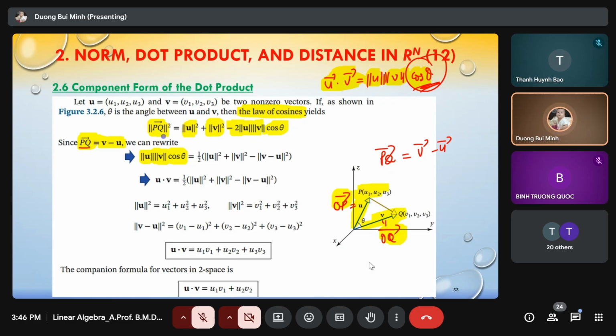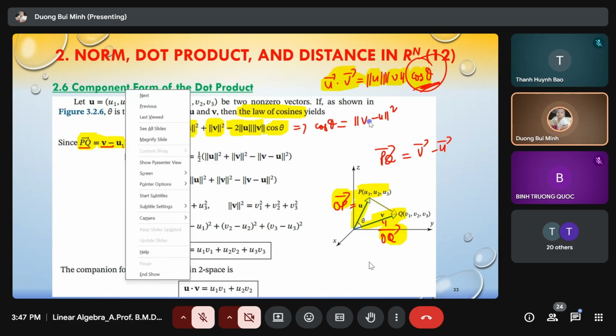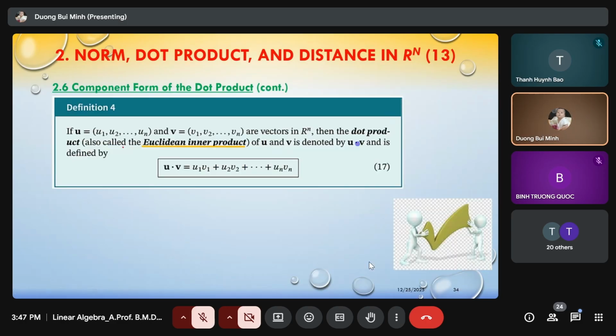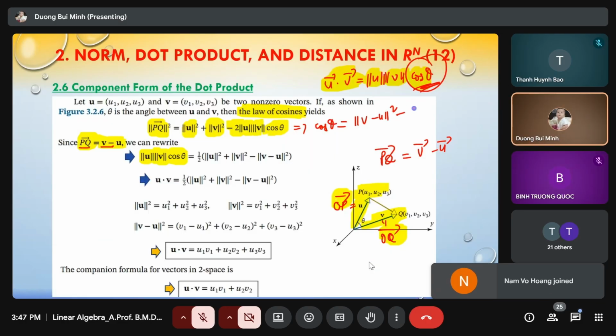So according to this one, we can get cosine theta, right? Cosine theta, this is the norm of vector BQ. That means we have the norm of vector V minus vector U square. And vector BQ is V minus U. So the norm of BQ square means the norm of V minus U square, minus the U square minus.